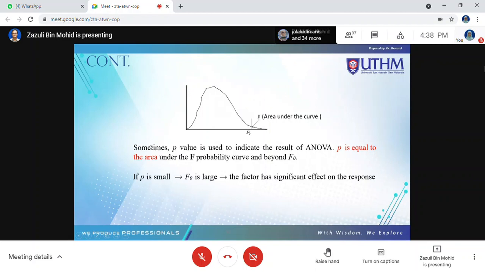So this table, okay, before that, the p-value, we have value here, p-value. P-value actually is the area under the curve, okay, after the F0 with v1, v2 value on the x axis. If the p is small, it means that F0 is large, then the factor has significant effect on the responses.